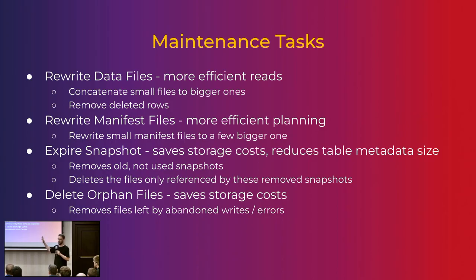And lastly, the delete orphan files. Let's say for whatever reason you copied data to an Iceberg table directory, or you have a job which created data files and metadata files, but ended up not committing those files to the Iceberg table. You might want to remove those files to save, again, on the storage cost. What delete orphan files does is list your table directory and compare the files found in the directory with the metadata files referenced from the Iceberg table. If it finds files which are not referenced from the metadata files, it removes them.